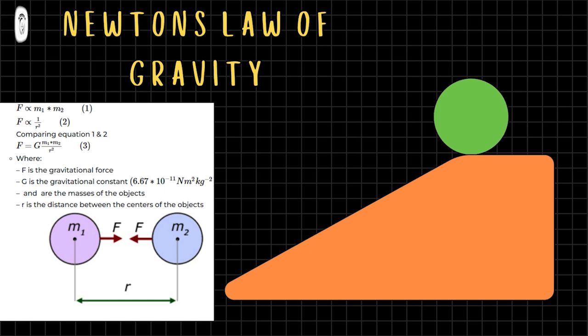So, as you can see in front of you, if you combine equation 1 and 2, we come up with an equation for the gravitational force, which is equal to G m1 times m2 over r squared. In this equation, F stands for the gravitational force, G stands for the gravitational constant, m stands for the masses, and r is the distance between the centers of the two objects, as you can see in the diagram in front of you.